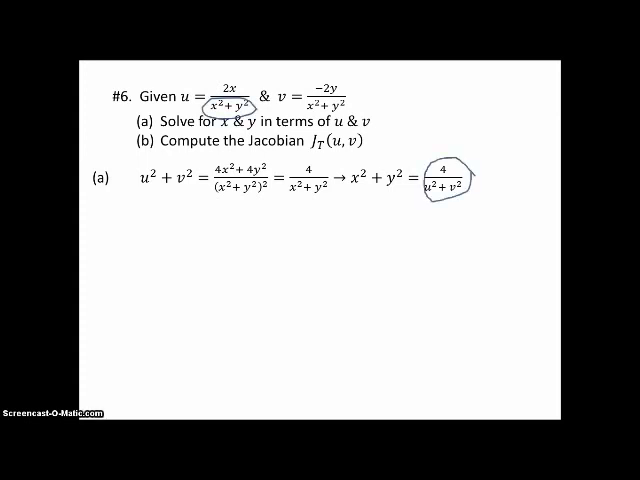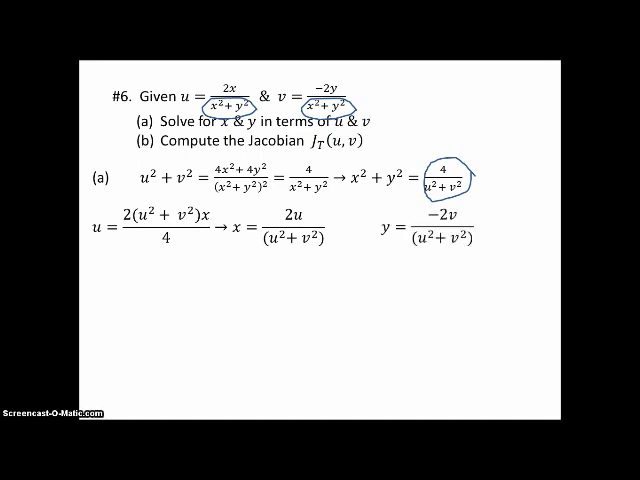Then when we substitute that into our first equation, we get an expression in terms of u, v, and x, because we get rid of the y that way and we can solve for x. And then we do a similar thing to solve for y. We substitute into the second equation the 4 over u squared plus v squared. I didn't show the work there, but that's what y ends up being. Phew. So you have to use your great intellect to figure out what to do here. All these problems are doable, but they might be tricky.